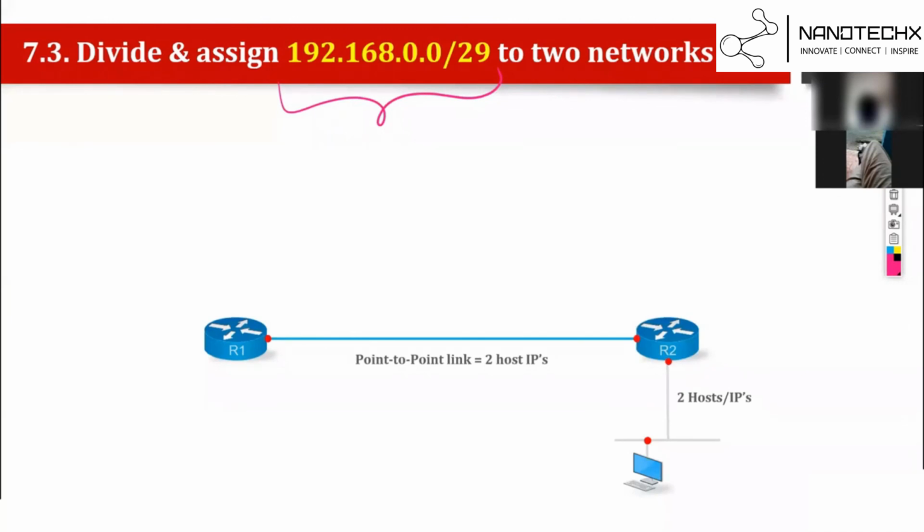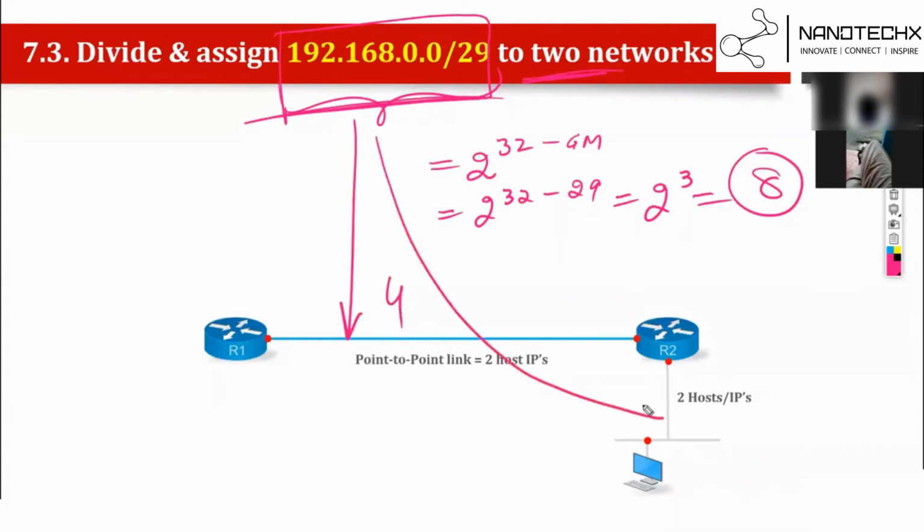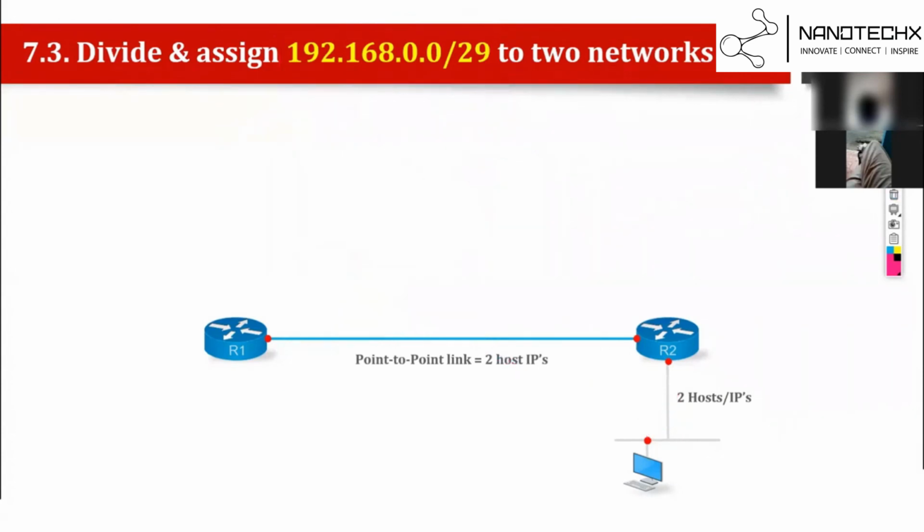Yes. So for /29, we already know that number of hosts is equal to 2 raised to power 32 minus subnet mask. Given subnet mask, it is 2 raised to power 32 minus 29, 2 raised to power 3, which gives us 8. So this original network is giving us 8 IP addresses. And they are asking us to divide it into 2 further. So we have to assign 4 IP addresses here and 4 IP addresses here. So a very simple requirement.